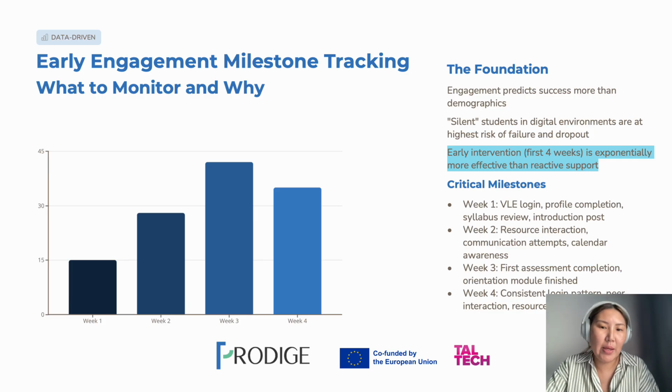Week 3 is maybe already their class has started, so maybe there is an assessment, so whether this first assessment was completed, whether their orientation models were finished. And week 4, we can check on the consistency of login pattern, peer interaction, and resource utilization that we are giving them. So if students hit these milestones, they are on track. If they don't, you need to intervene immediately because the first 4 weeks are extra important.